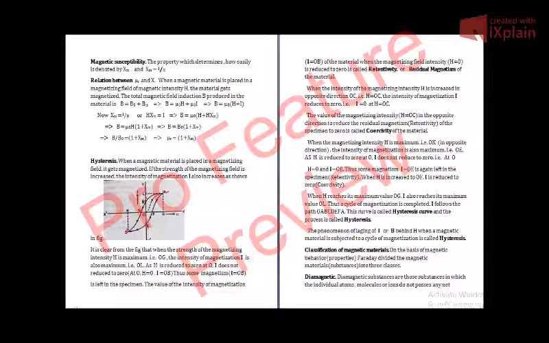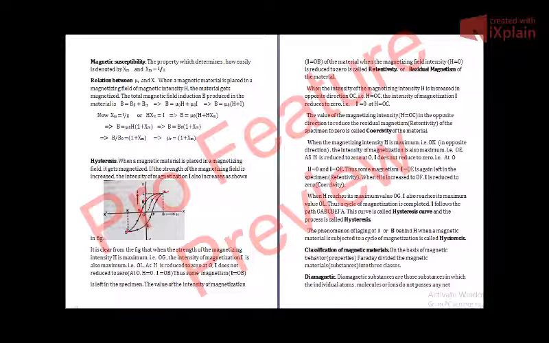Now again, as H is reduced to zero at O, I does not reduce to zero. If we reduce the magnetizing intensity H to zero, we see that I does not reduce to zero. It still retains OE. At O, H is equal to zero and I is equal to OE. Thus, some magnetism I equal to OE is again left in the specimen. We call it retentivity or residual magnetism.